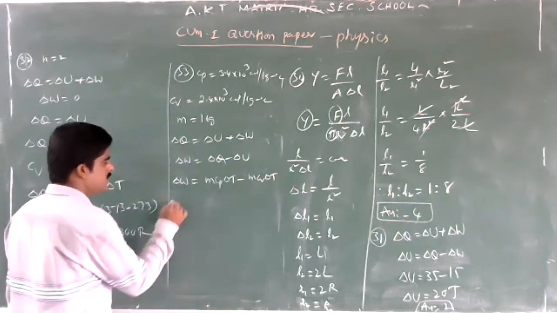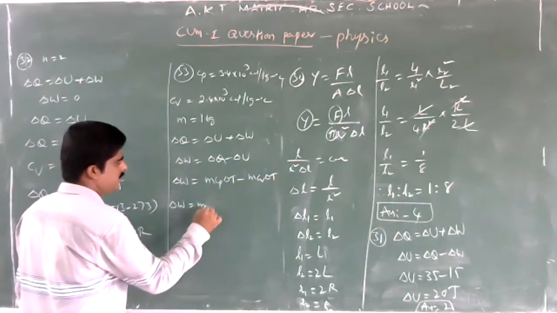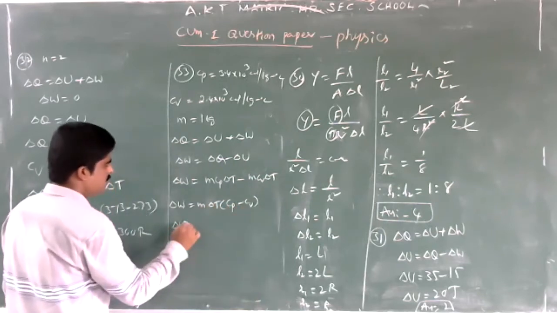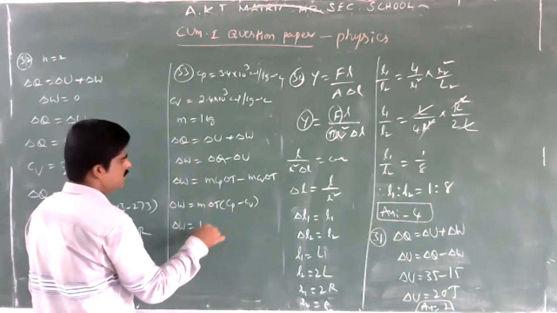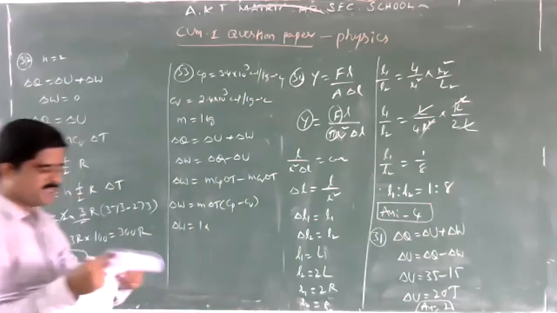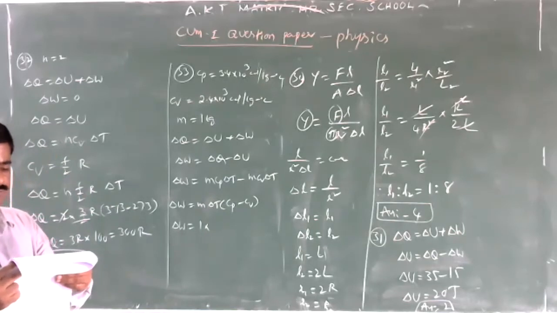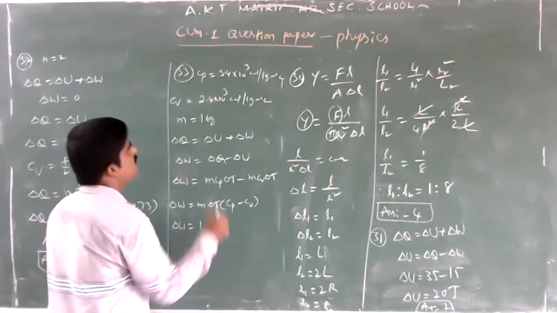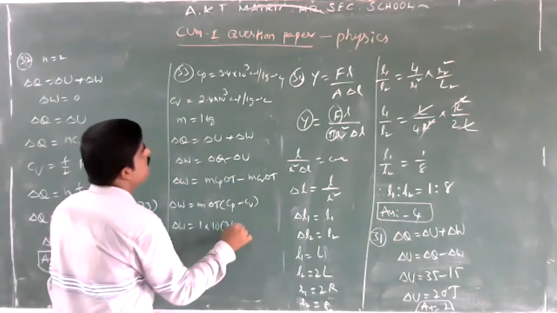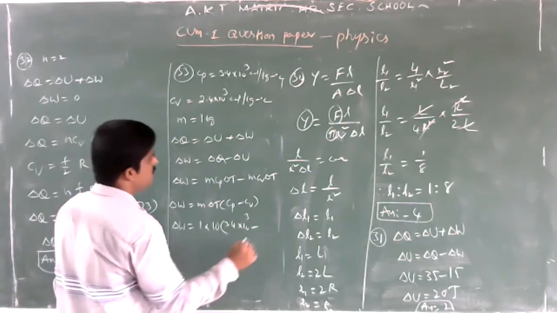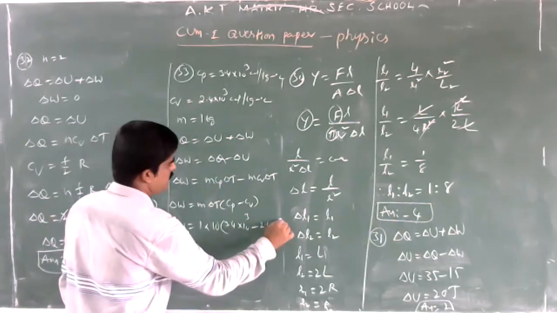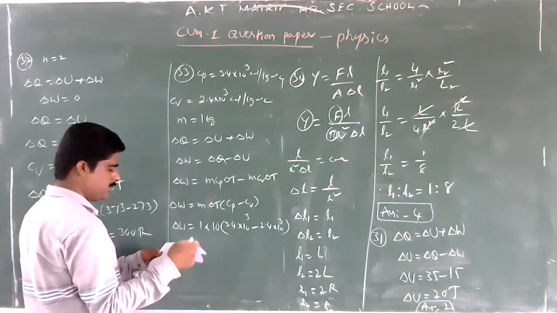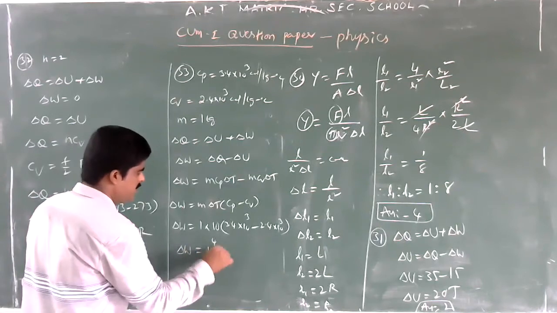Then delta W is equal to m into delta T, with Cp minus Cv common. What is m here? 1. Delta T, what is the change in temperature? The temperature of the gas increases from 10 to 20. The difference is 20 minus 10, which is 10, into Cp, 3.4 into 10 to the power of 3, minus Cv, 2.4 into 10 to the power of 3. Once you simplify this, you will get delta W. Delta W is equal to 10 to the power of 4 calories.